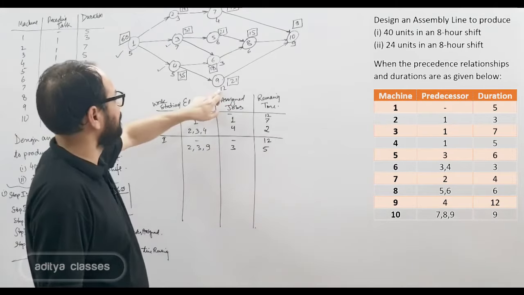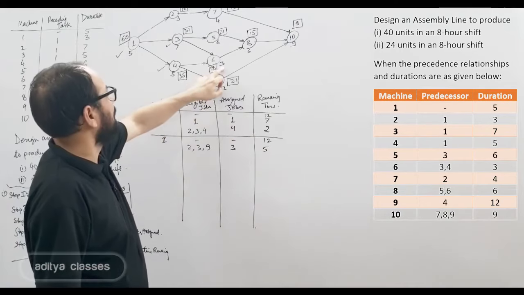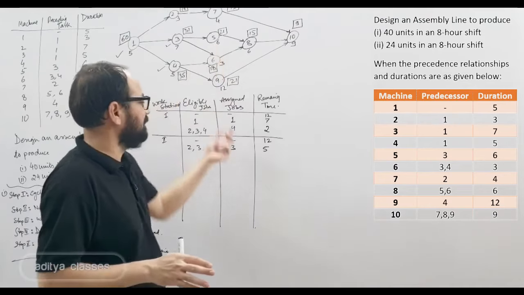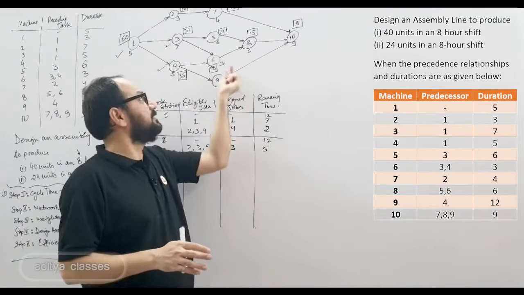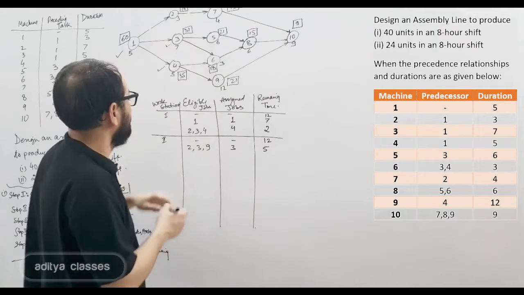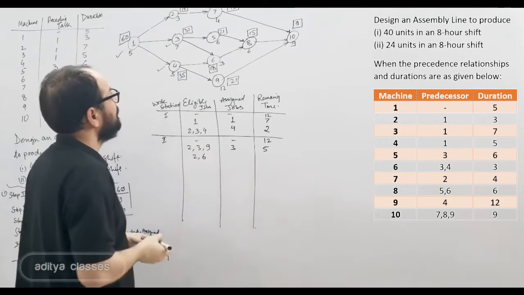I have 5 minutes. 9 needs 12 minutes. Out. 3 minutes can be done. 6 minutes. Out. I cannot perform this task in 5 minutes. It needs 6 minutes. So 9 is out, 5 is out. This is still in, this is still in. So who are the 2 eligible jobs? 2 and 6. Of these, which will be assigned?